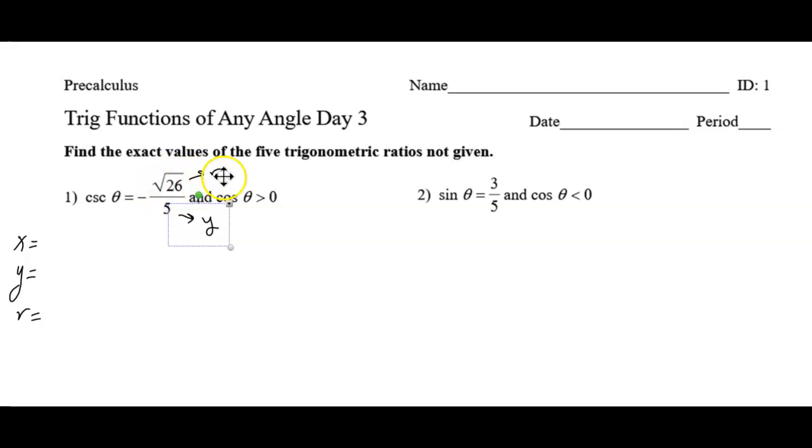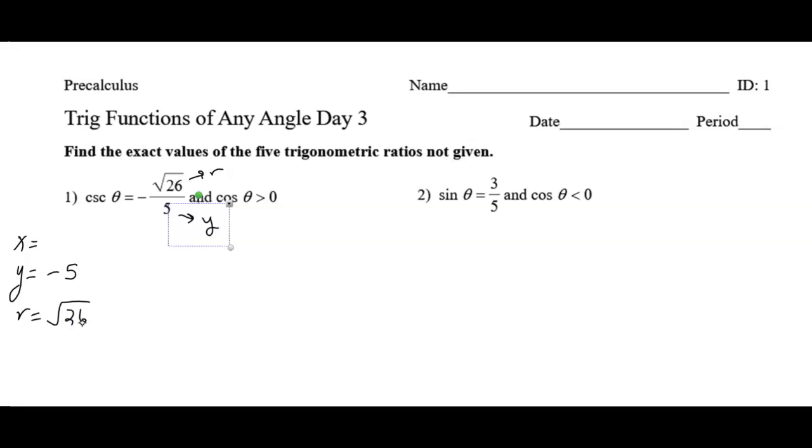Keep in mind that r is always positive. So this negative sign here that's in front of the fraction, that's going to go with your y value. So my y value is -5. My r value is the square root of 26.